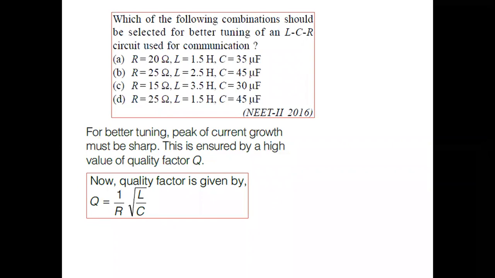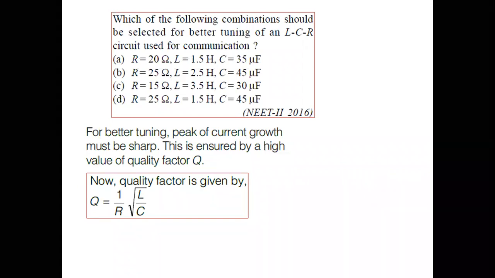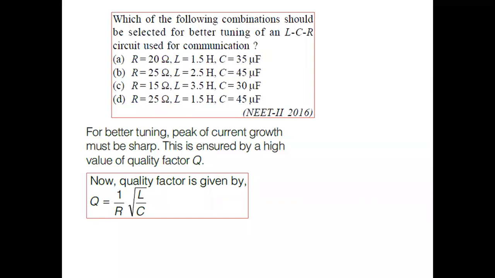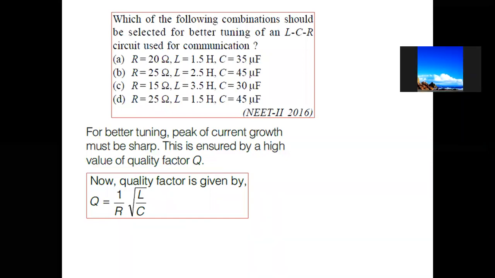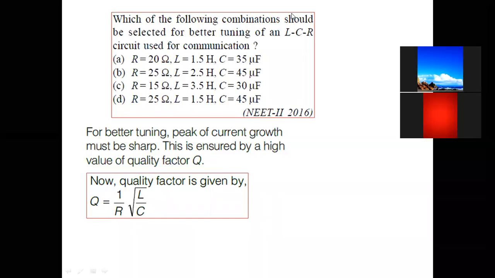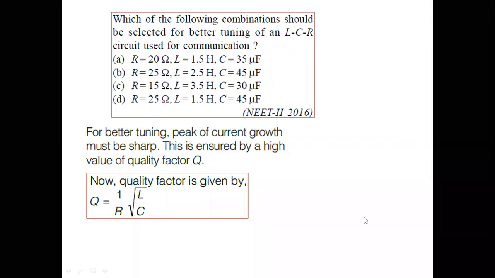Sir, from where did we get this formula? You remember you have a beautiful formula. That is XC equal to XL concept and oscillation concept. The quality factor you can write in terms of bandwidth and resonance frequency. Quality factor can also be written as 1 upon R under root L by C.